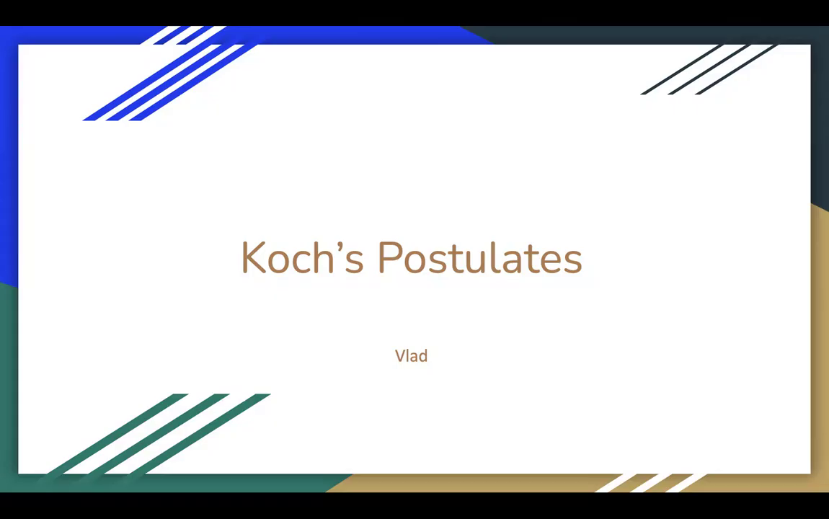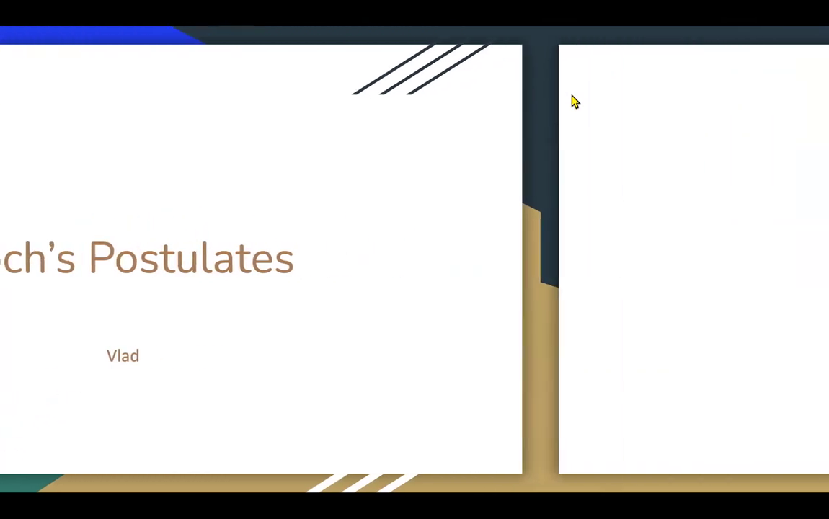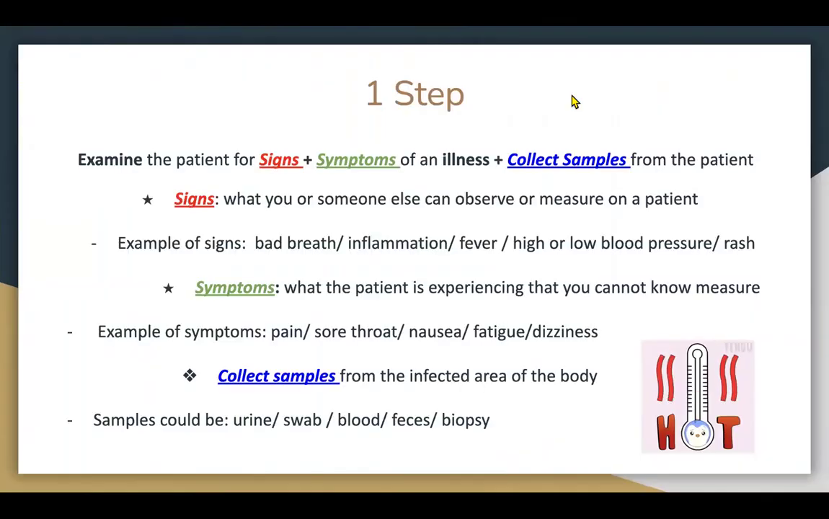Now, Koch's postulates has 4 steps. The first step is going to be examine the patient for signs and symptoms of an illness. Then you're going to want to collect samples from that patient to be able to do further testing in the future steps. So, a sign is what you as a healthcare worker will be able to observe or measure on a patient.